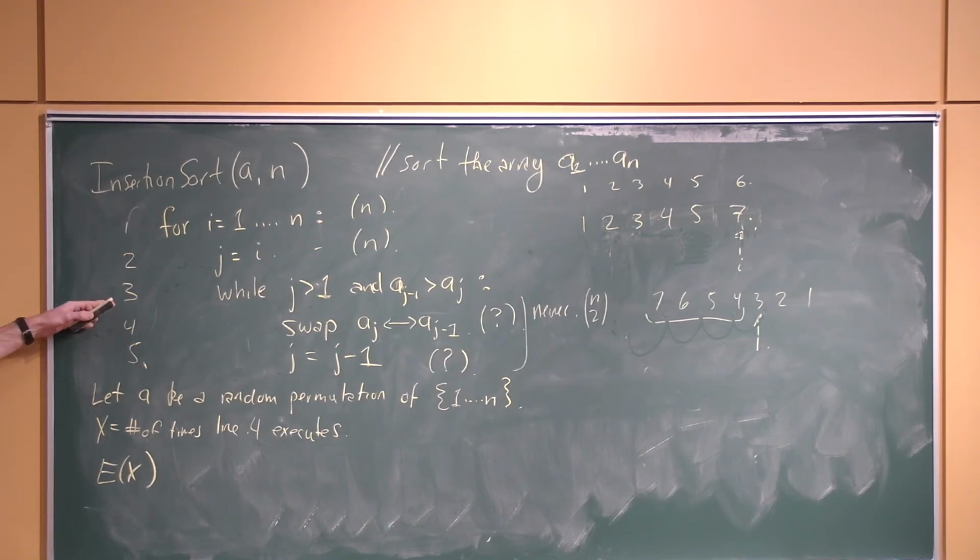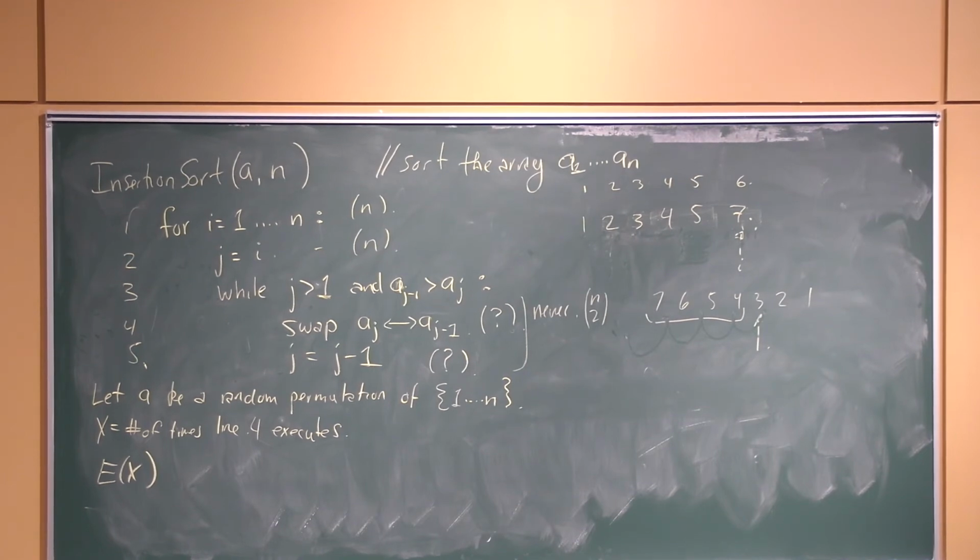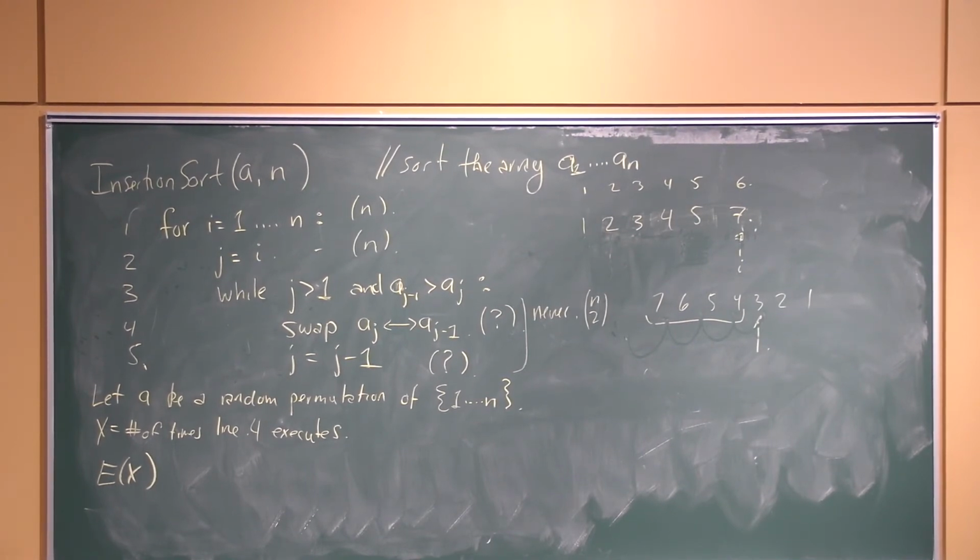It looks complicated, right? We know somehow the answer is between 0 and n choose 2, but that's a pretty big range. All right. So x is a big, complicated random variable that counts the number of times that line of code executes. Any idea how to break that down?